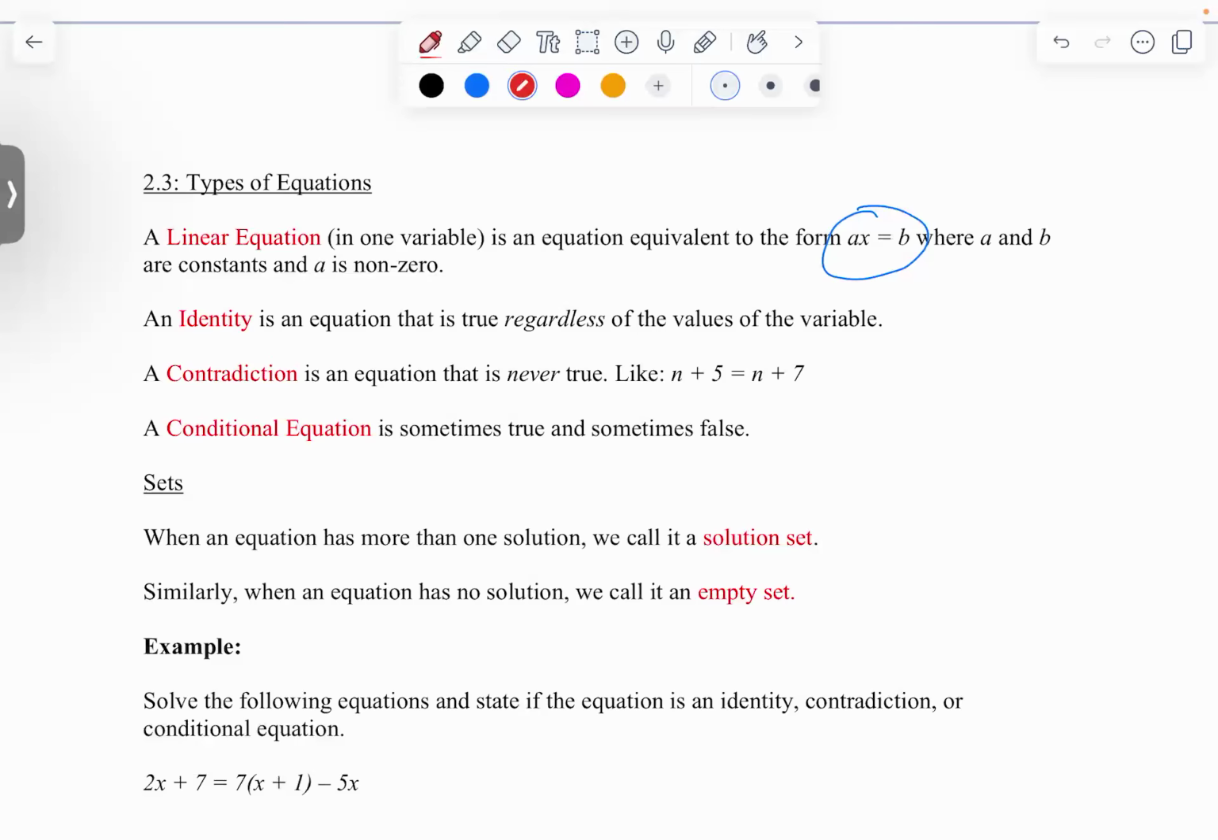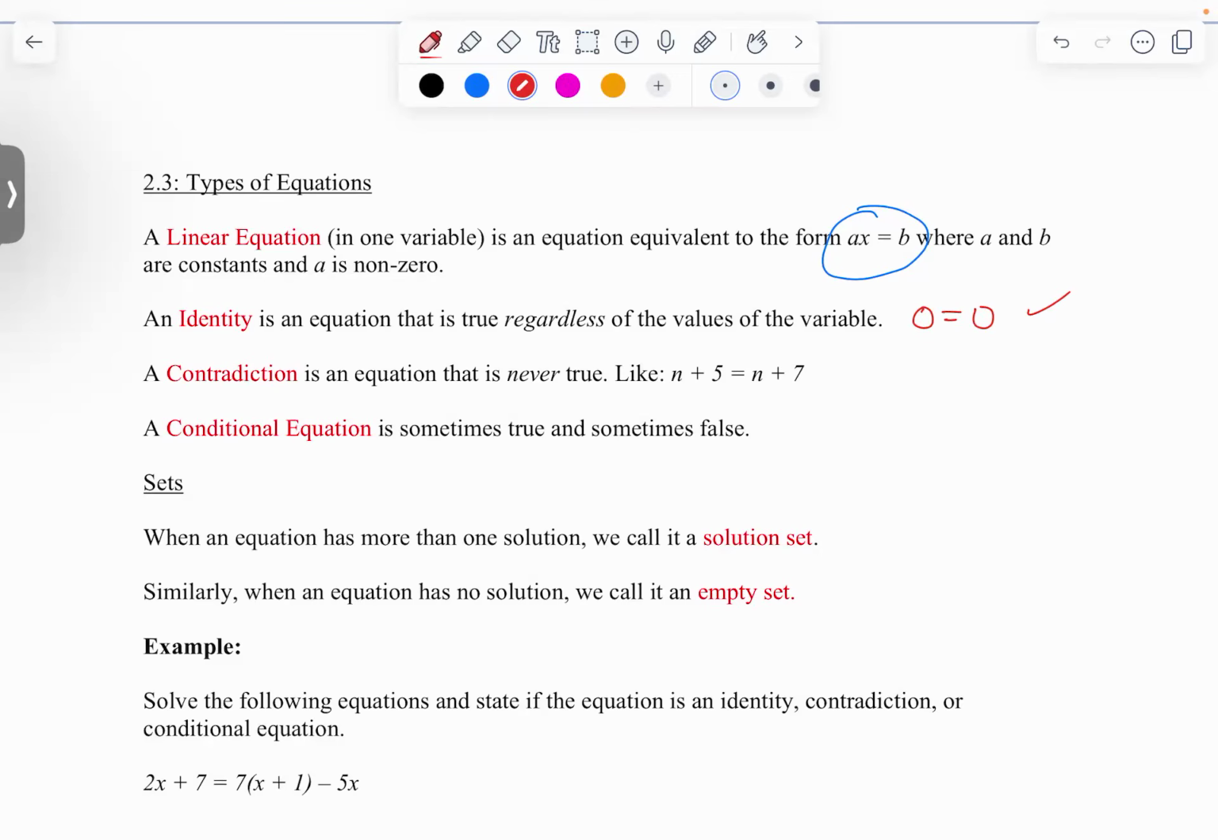A few terms. An identity is something that is always true. All right. 17 equals 17. That's 16 equals 16 when we checked our answer. And without a doubt, the biggest one is 0 equals 0. That is an identity. That is always true.